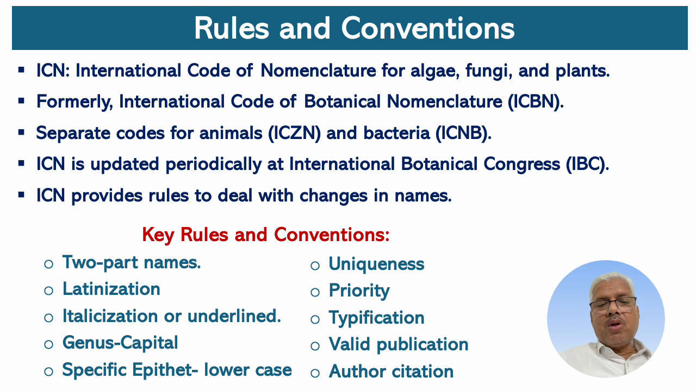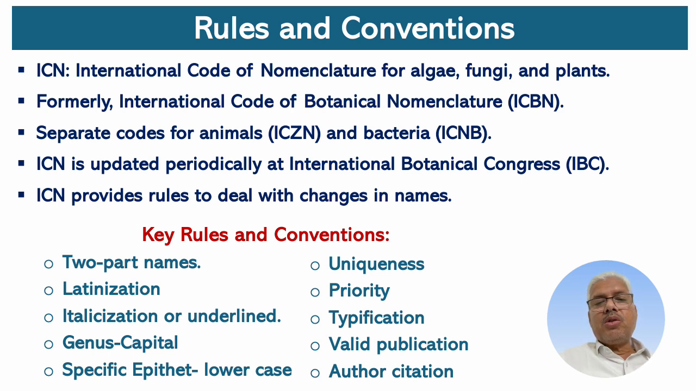Scientific names are always italicized, or underlined if handwritten, to indicate their Latin origin. The genus name is always capitalized and the specific epithet is always lowercase. Each species must have a unique name that is not used for any other species. The first validly published name for the species is the correct one. This helps to prevent confusion caused by multiple names being used for the same species.